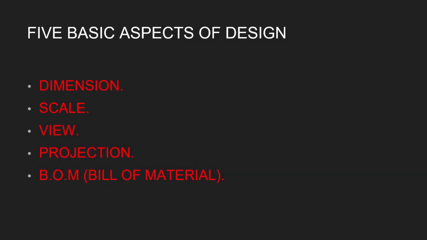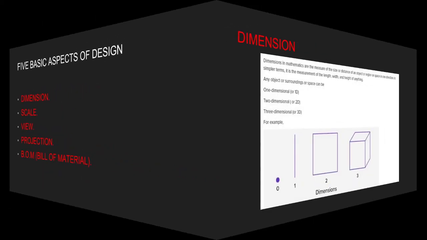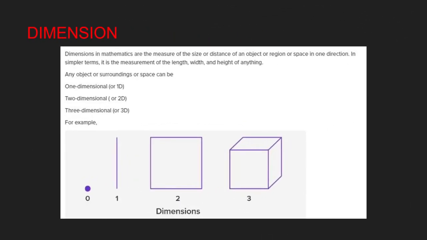When we talk about design, we have five aspects to be considered: dimension, scale, view, projections, and finally bill of material or estimation. When we talk about dimensions, we have four types: zero dimension, one dimension, two dimension, and three dimensions. These are the basic dimensions we follow.